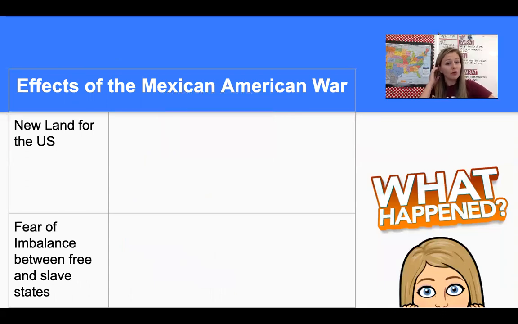So the war goes on for a couple years, 1846 to 1848. In the end, the United States really ends up being more of the victor, although as a result, the Mexicans are going to be able to get some money because we're going to purchase some land from them.